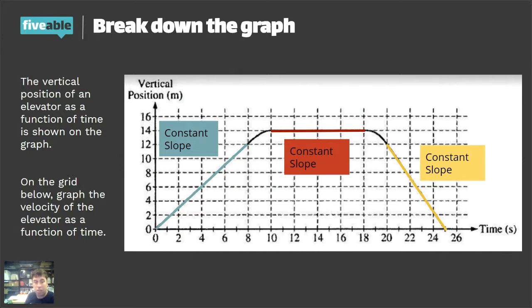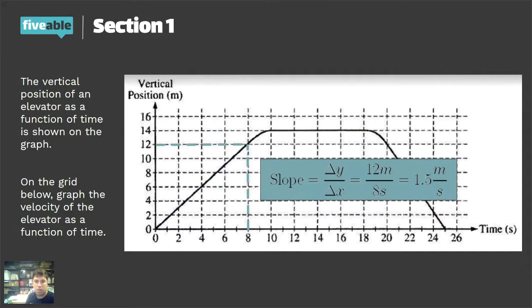Okay, so I'm going to chunk this up into 3 parts. The blue slope looks positive and constant. The red slope looks horizontal. That should be a 0. And the yellow slope looks negative and constant. So first things first, let's do the blue slope section. Okay, so I'm going to do some math out. The slope for this, change in y over change in x. Again, you could pick any point you want on that section because it looks pretty constant.